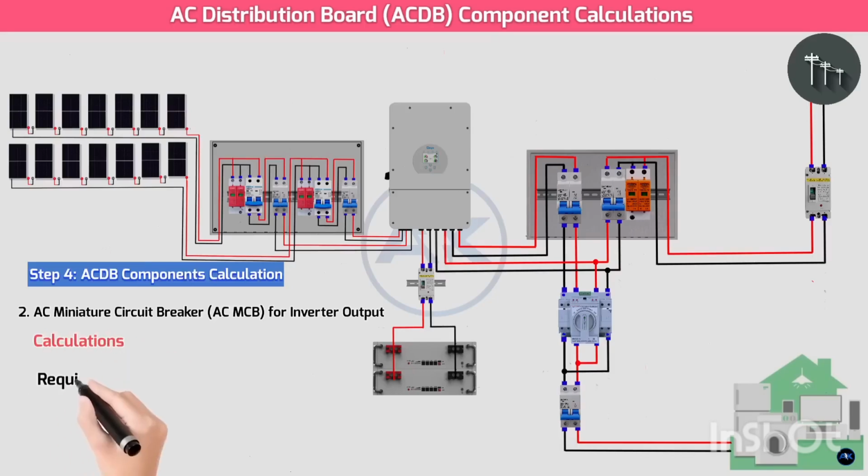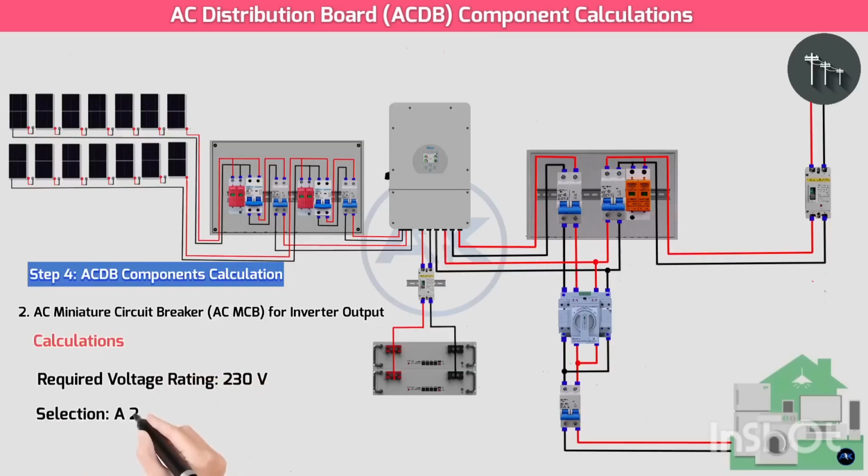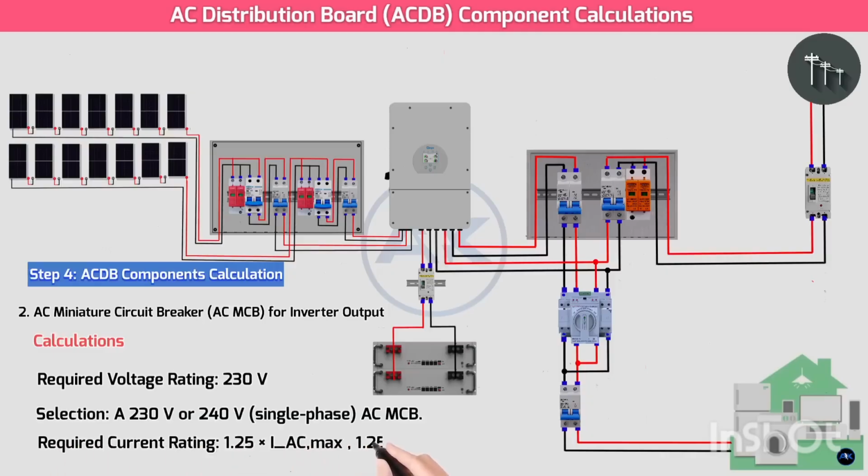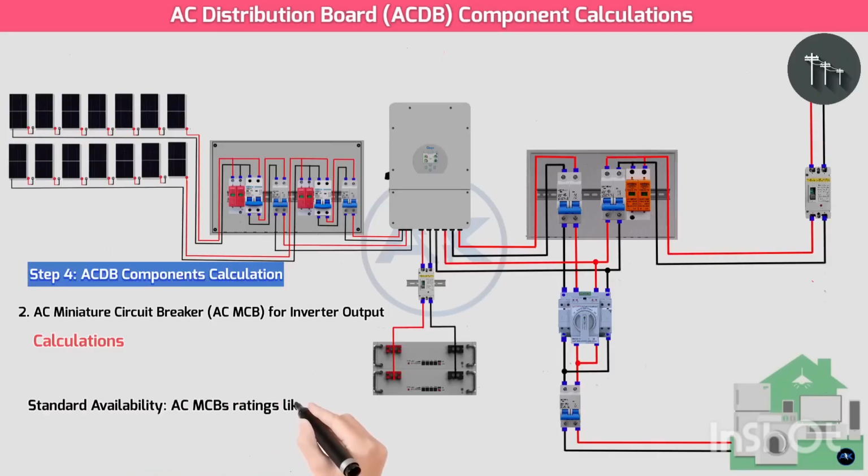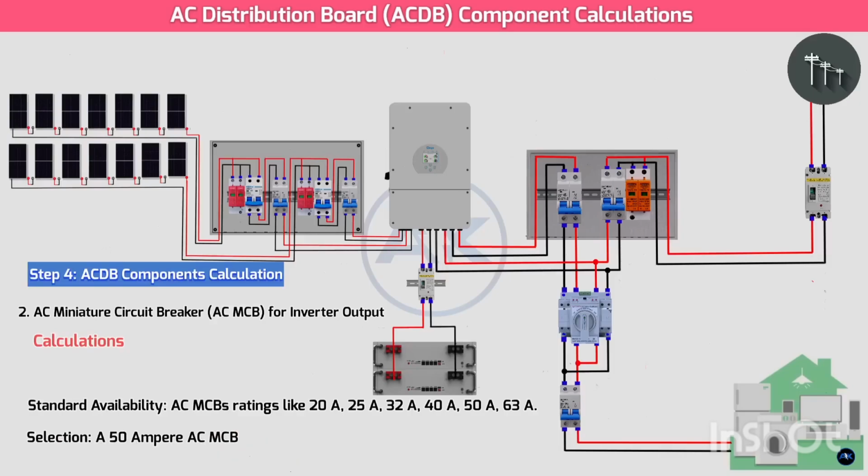Calculations: required voltage rating 230 volts. Selection: a 230 volt or 240 volt single phase AC MCB. Required current rating: 1.25 times IAC max, 1.25 times 34.78 amps equals 43.475 amps. Standard availability: AC MCBs typically come in ratings like 20 amps, 25 amps, 32 amps, 40A, 50A, 63A. Selection: a 50 ampere AC MCB would be the correct choice, the next standard rating above 43.475A.